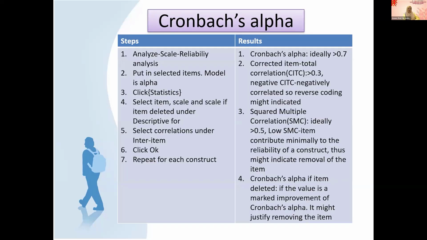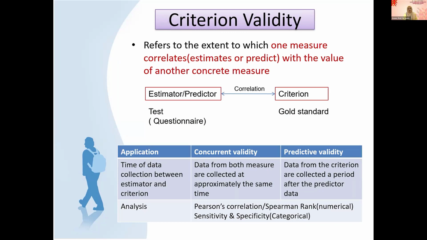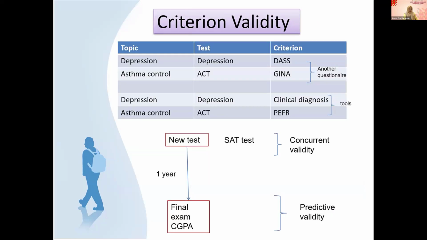So this is the step for Cronbach's alpha. You need to analyze, and at the end you will get the Cronbach's alpha, which ideally is supposed to be more than 0.7. This is criterion validity. If you have a gold standard, you can do concurrent straight away, or you can do it later, which we call predictive. So this is an example.